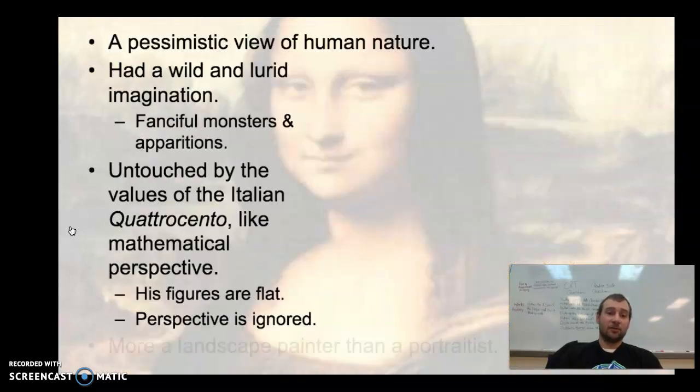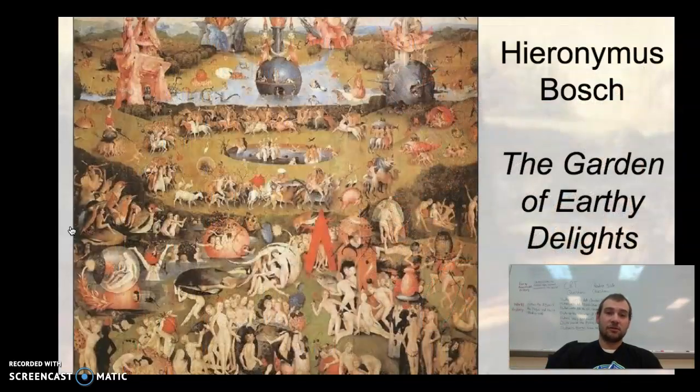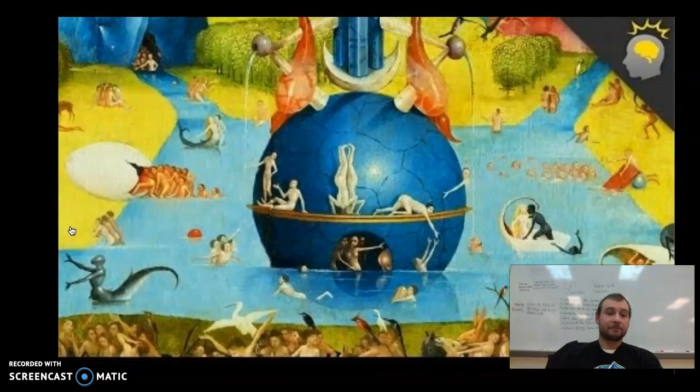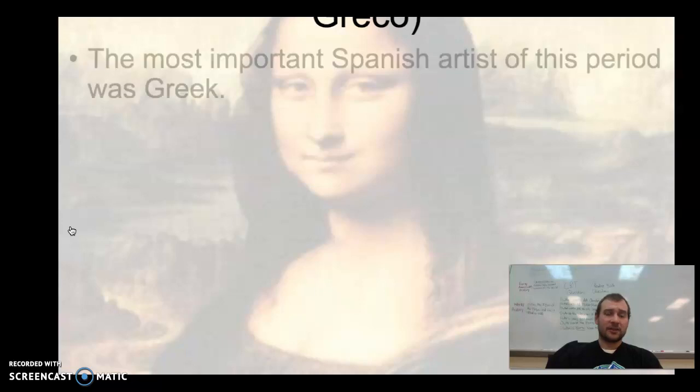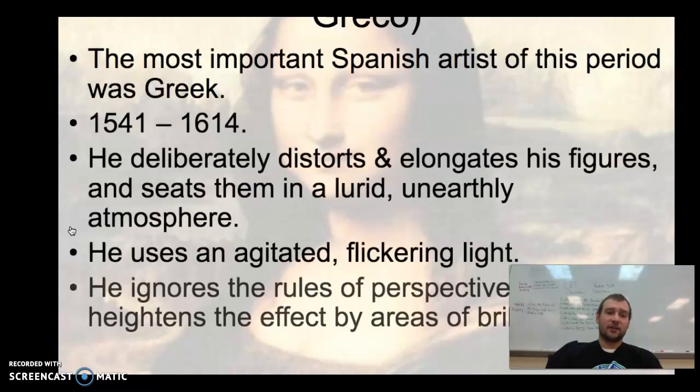All right, let's keep it moving here. Who do we got left? We're not going to spend time on this guy, to be honest. We don't really spend too much. Here's another guy we're looking at. This is what you want to write down. His name is El Greco. And El Greco is the most important Spanish artist of this period. And we're going to look at some of his stuff as well.